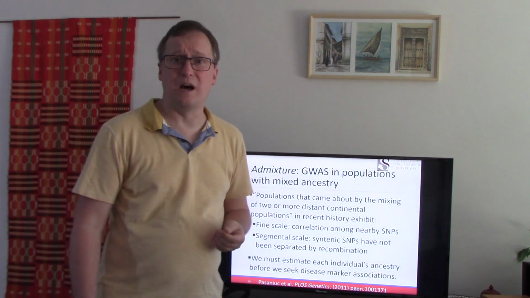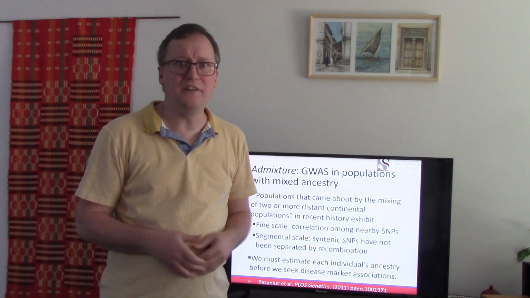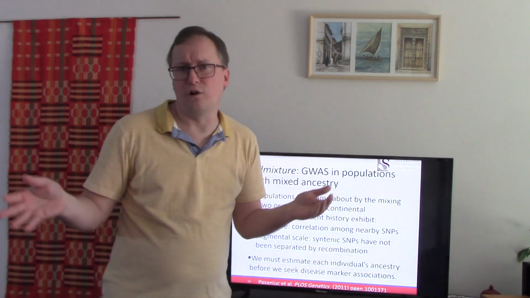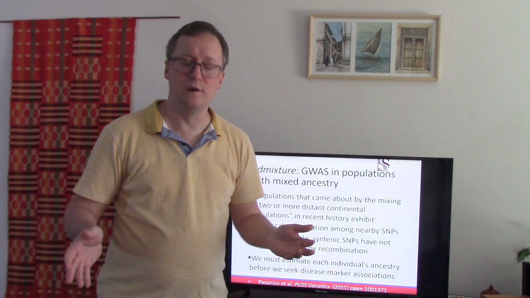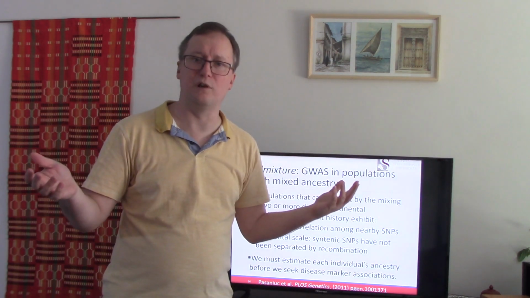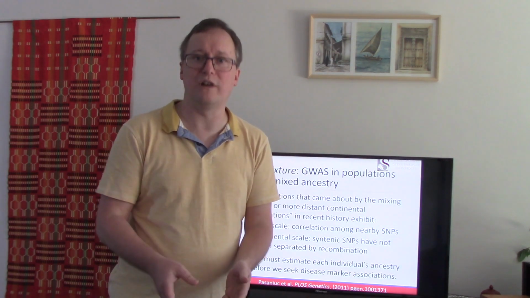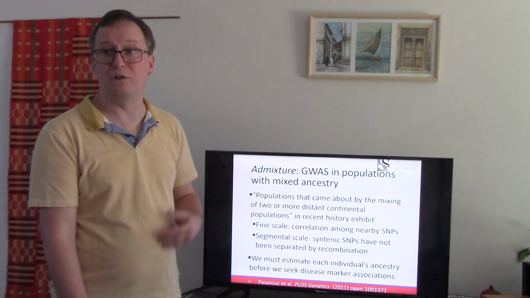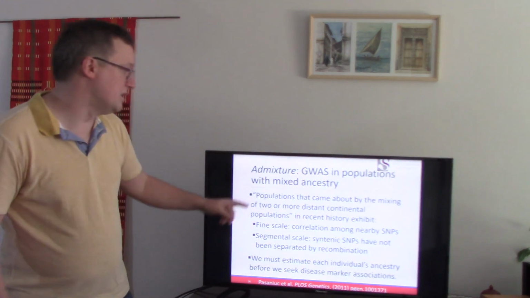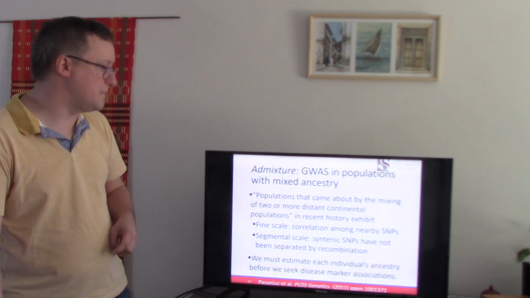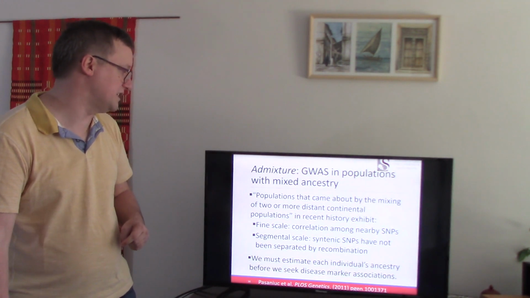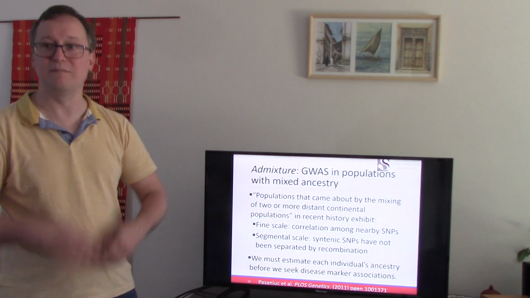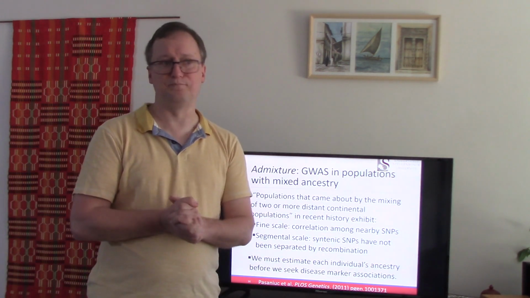So this raises the topic of admixture. I think everyone understands the history of the world is a little complex, and over the course of the last few hundred years, we've seen people from all sorts of different locations on Earth come together in new locations and make families. This creates a situation that we describe as admixture. So populations that came about by the mixing of two or more distant continental populations in recent history exhibit both fine scale and segmental scale variation.